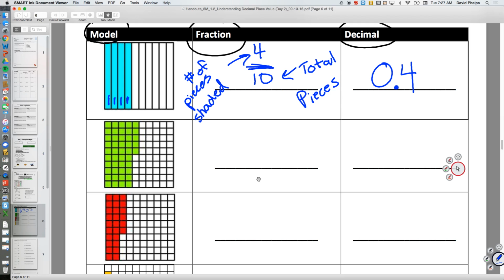Ooh, this time I have a whole lot of boxes. Look at all those. Well, you can count them up if you would like. In fact, do that on your own. Try to see how many boxes are in that model. Go.